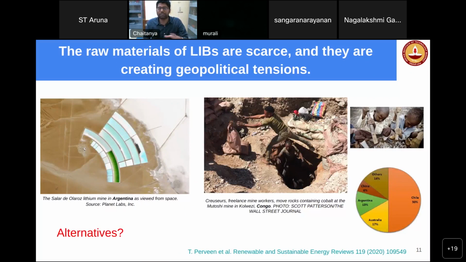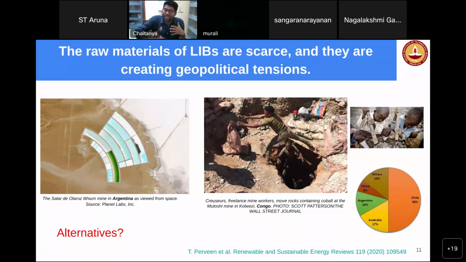Lithium deposits are similar to petroleum deposits in that they are not distributed equally all over the globe. And the picture that we are seeing here is the top view from Argentina, where you have a lot of lithium deposits.